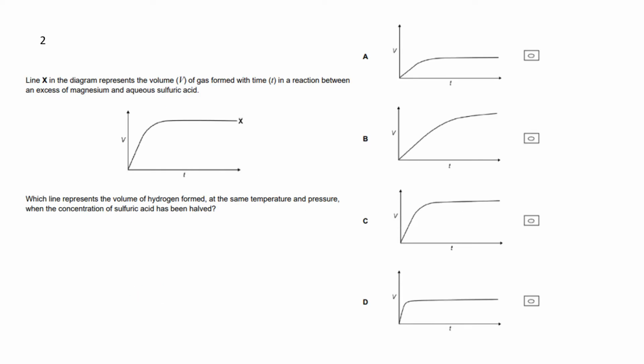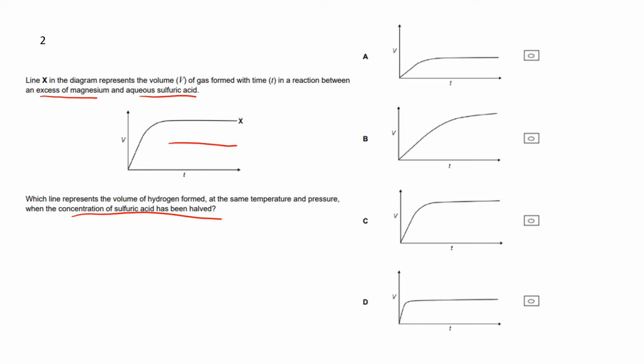Okay, here we got a graph showing the volume of gas with time, excess magnesium with sulfuric acid. So limiting reagent is the sulfuric acid. Which line represents the volume of hydrogen formed at the same temperature and pressure and the concentration is halved? So you halve the concentration, you'll have half the gas because it's already a limiting reagent. So we want it to go up about halfway.